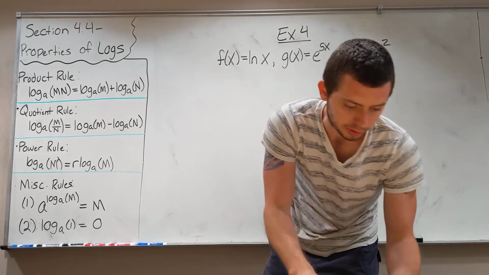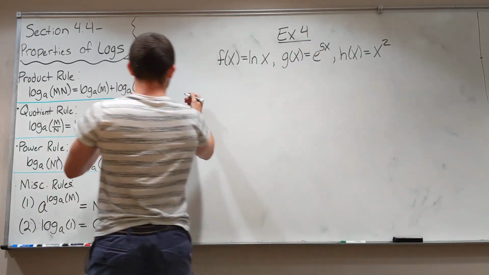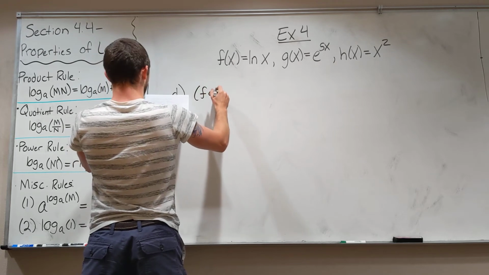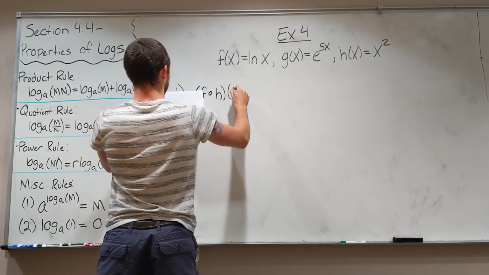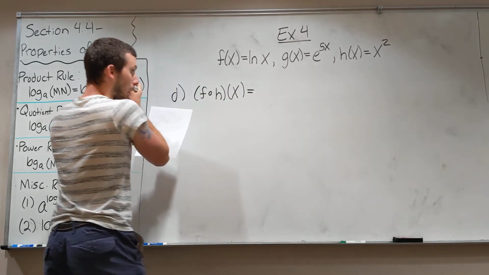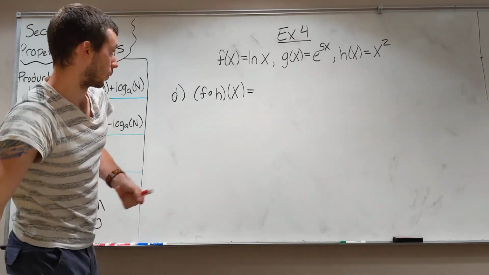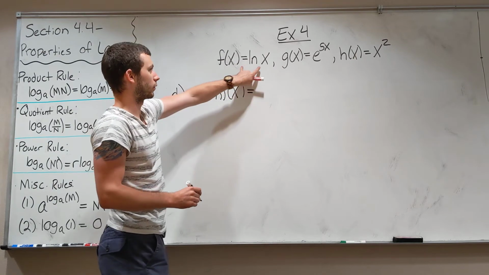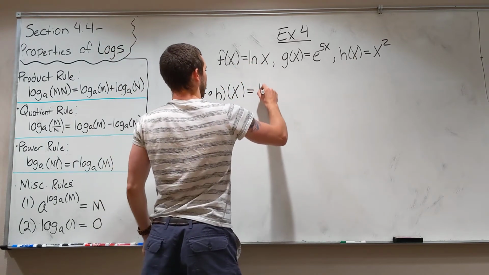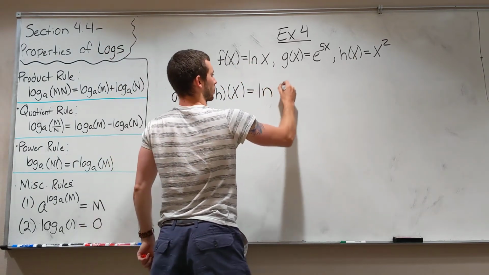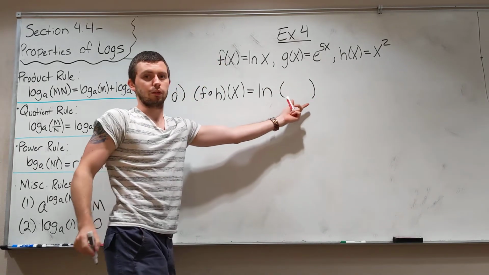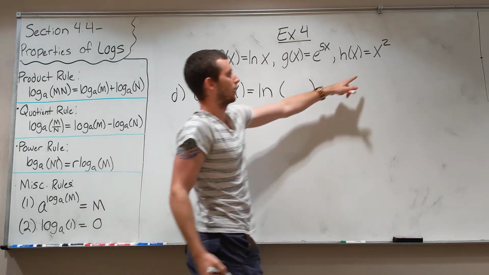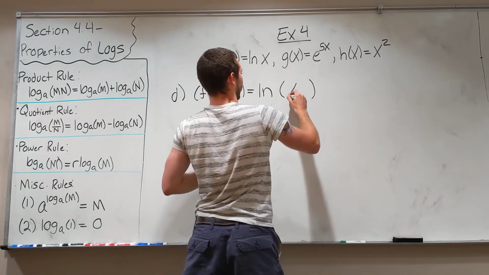So we'll move on to part D, which wants us to find f of h of x. So remember, the outer function is what we start to write down. So that's ln of x. But we don't put x, we put parentheses. Because what goes in the parentheses is the inner function. Whatever h is, it just says put x squared.